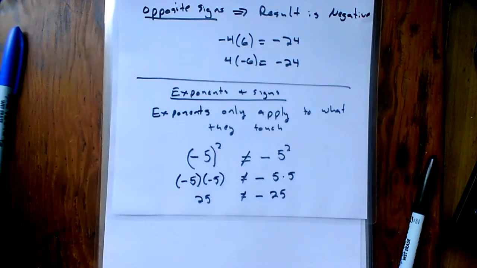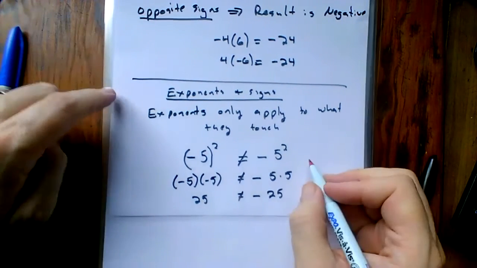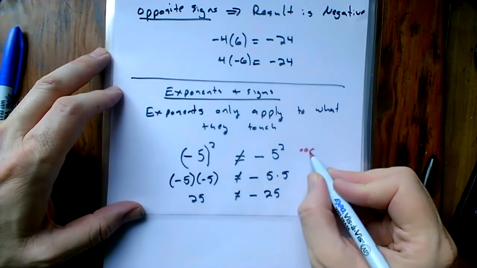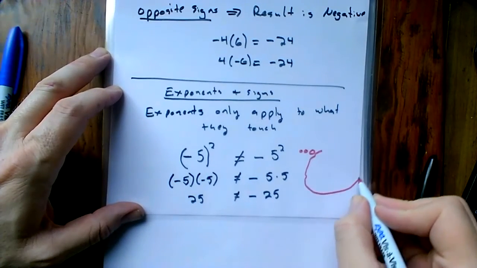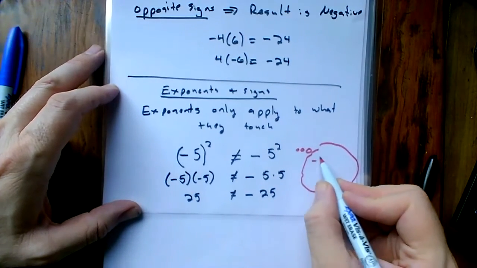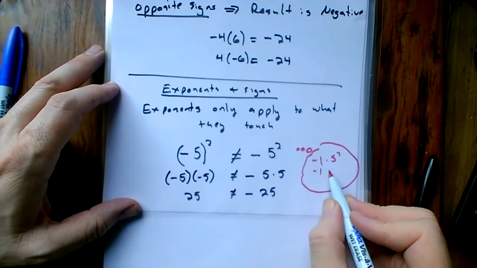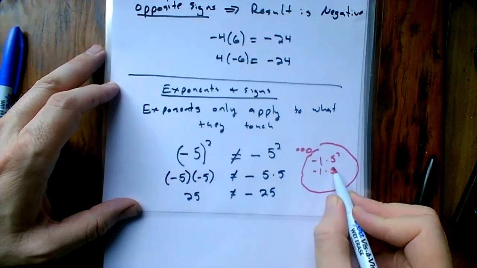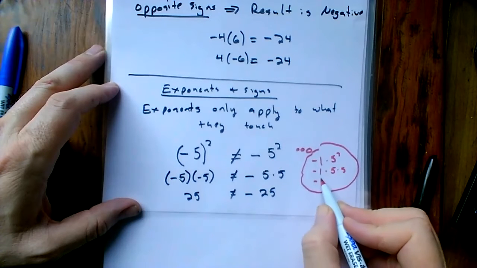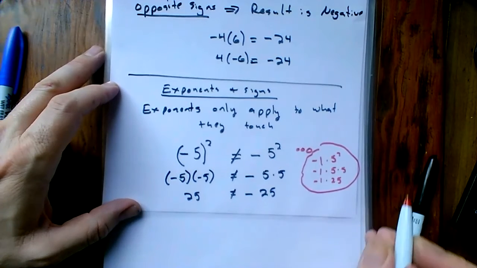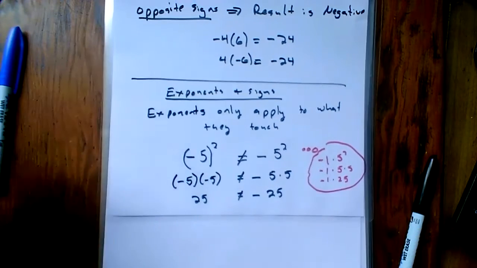Another way of thinking about this is, I'll do a little thought bubble out here. This is a little bit like saying I've got negative 1 times my 5 squared. So I'm thinking of a negative 1 times my 5 times 5. This is another way of thinking about that.